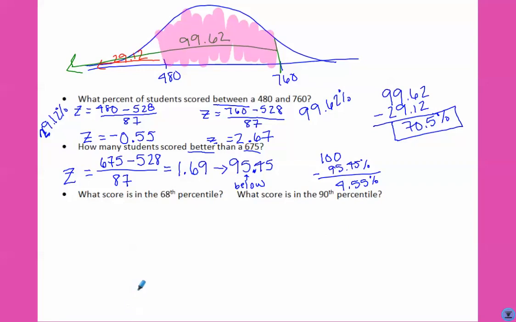But the question did not ask us for what percent. It asked us for how many students. So we know that there were 45,000 students that took the exam. We need to figure out what 4.55% of that is. So we take that and multiply it by the decimal form of our percentage, so divide by 100. And that tells us that there were 2,048 students that took the exam.